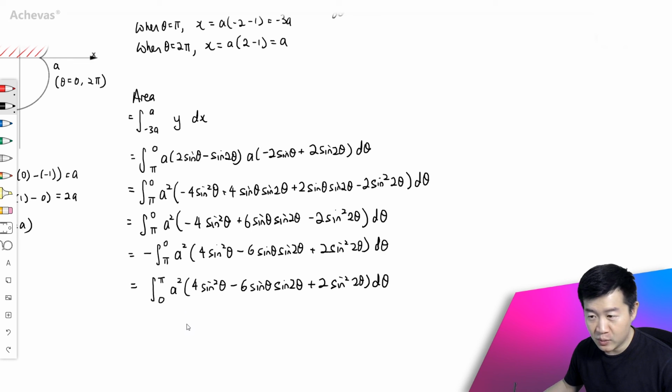This will be theta 1. So theta 1 is going to be 0. And this here, it should be theta 2. So theta 2 is equal to pi. Done.